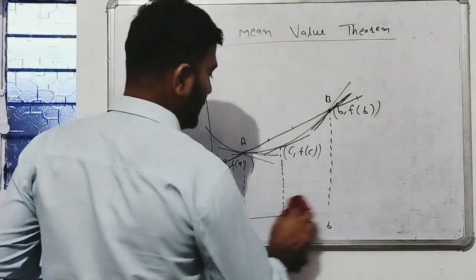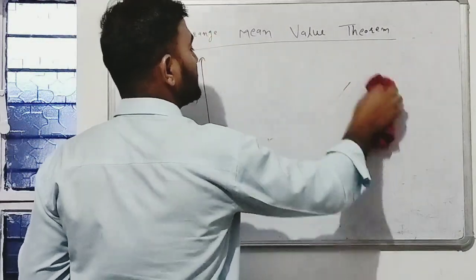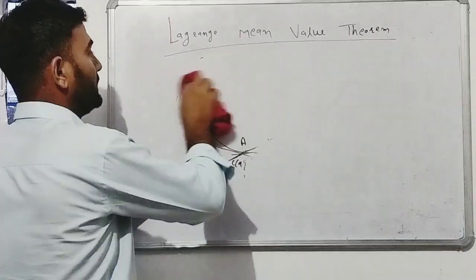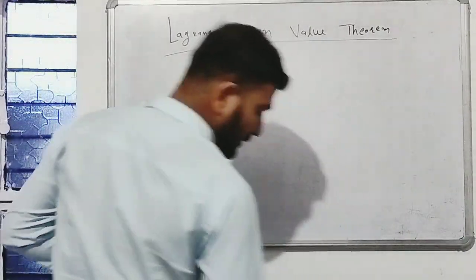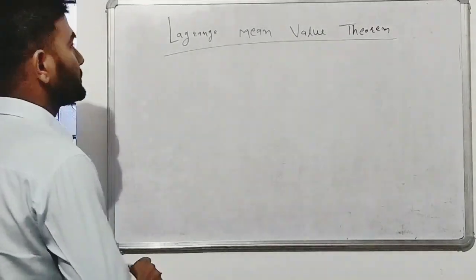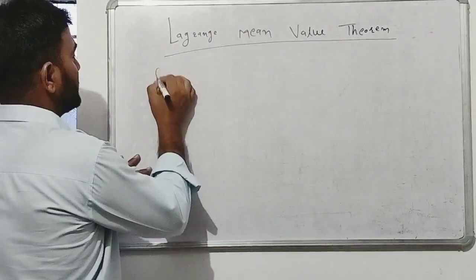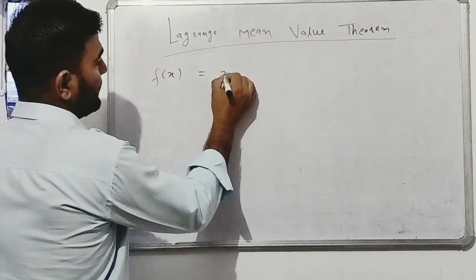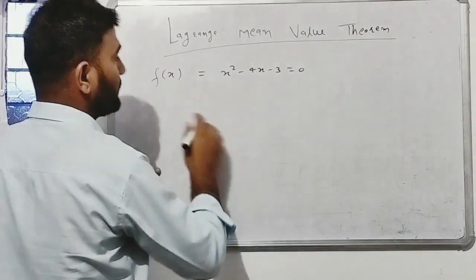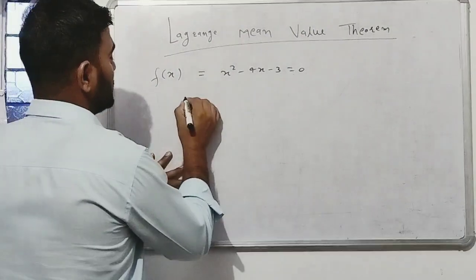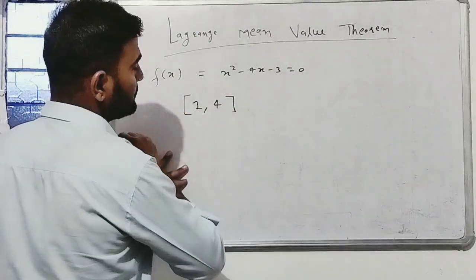And if we want to explore this theorem more, we can take an example and understand it in a better way. So let there be a function f of x is equal to x square minus 4x minus 3, and we are taking the interval from point A to B, that is 1 to 4.